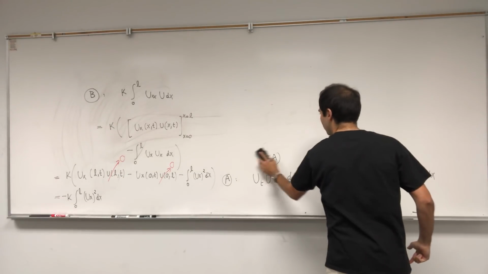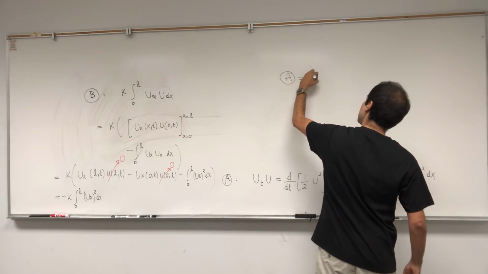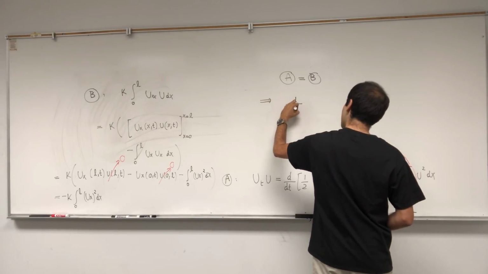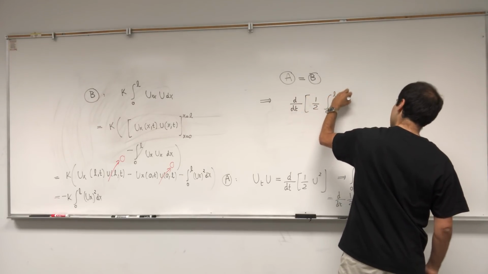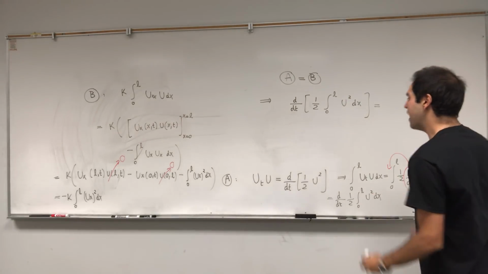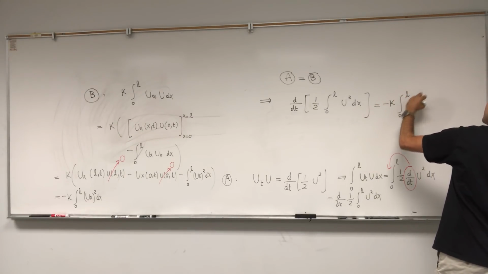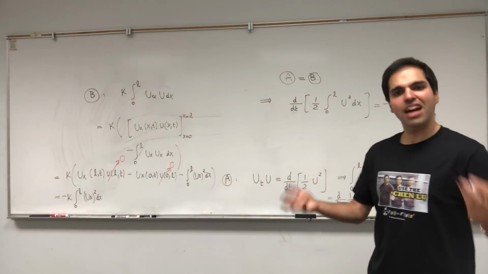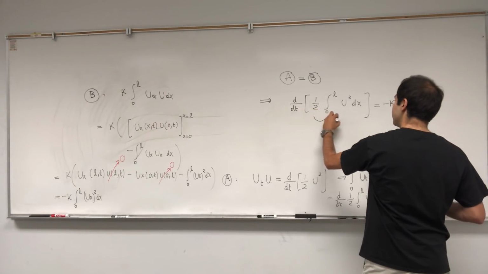And this implies the following. Well, that just implies d over dt of 1/2 integral from 0 to L u squared dx equals minus k times integral from 0 to L u_x squared dx. Now, it's called an energy method, so it has to do with probably some energies. Well, let's call this E. Wonderful.